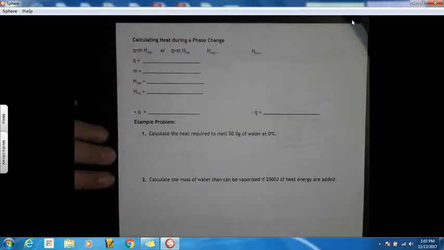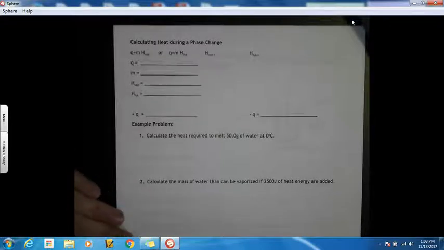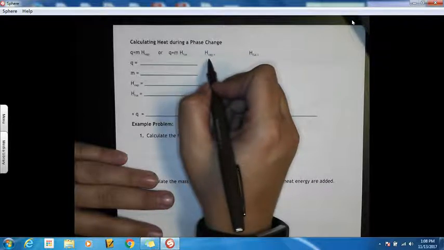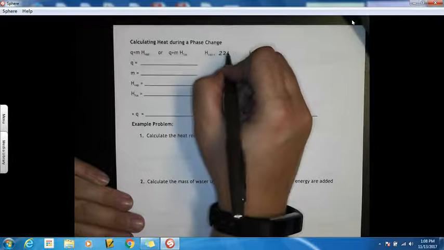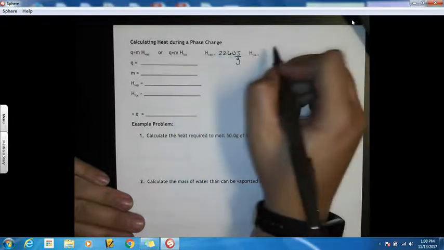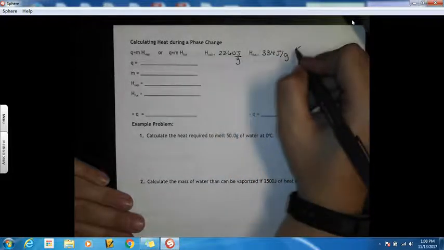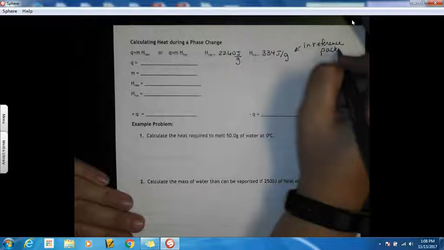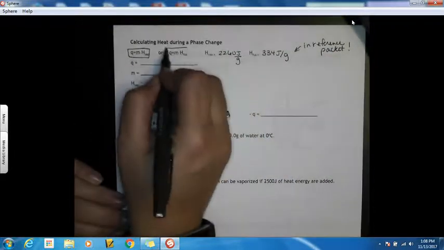We can calculate the energy during a phase change. To calculate the energy during a phase change, we need to know some constant values. Heat of vaporization, again, this is in your reference packet. Heat of vaporization is 2260 joules per gram. Heat of fusion is 334 joules per gram. And again, these are in your reference packet. Also, these equations are in your reference packet on your formula page.